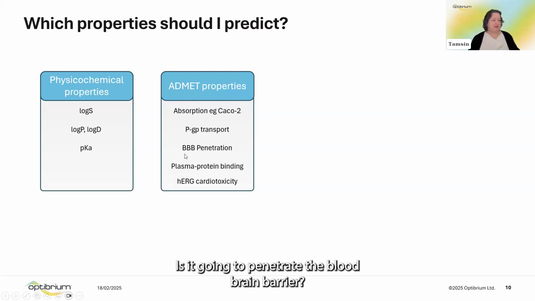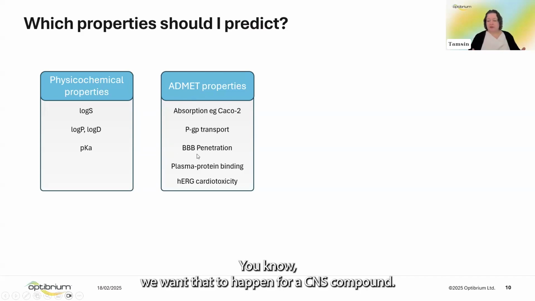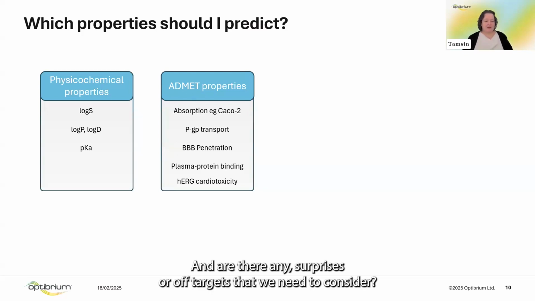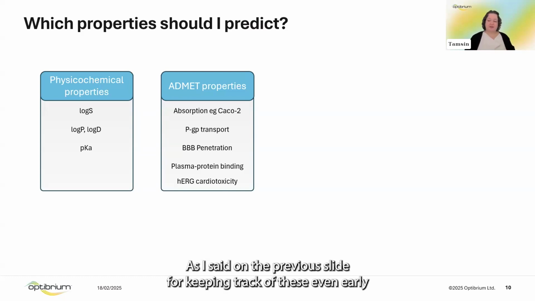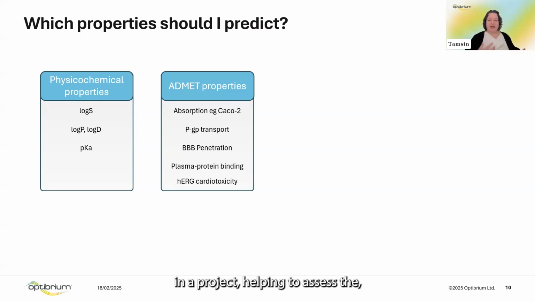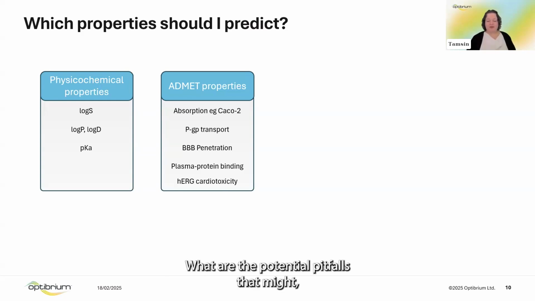Is it going to penetrate the blood-brain barrier? We want that to happen for a CNS compound. And are there any surprises or off targets that we need to consider? Things like cardiotoxicity. So having a range of these models is also very useful, as I said on the previous slide, for keeping track of these, even early in a project, helping to assess the potential of an early lead compound. What are the potential pitfalls that might come my way?